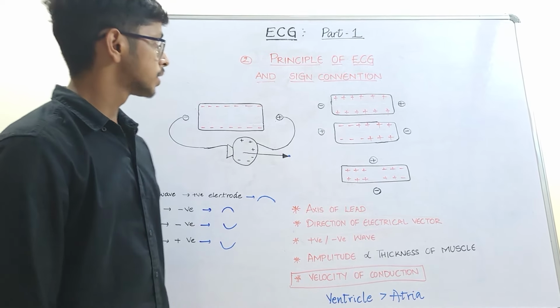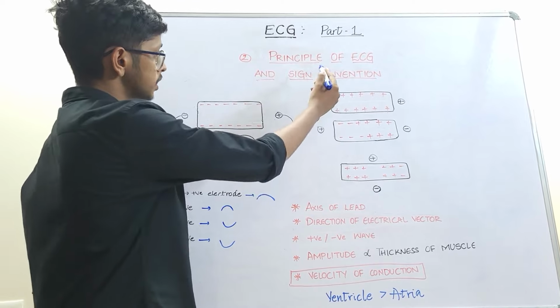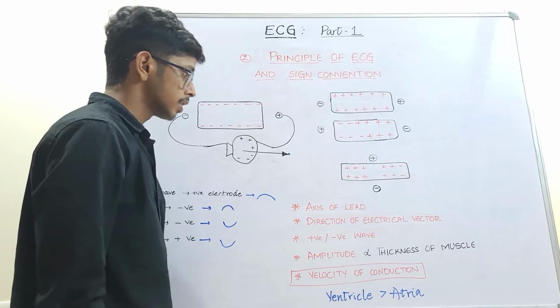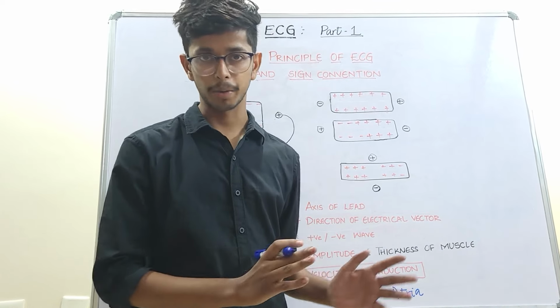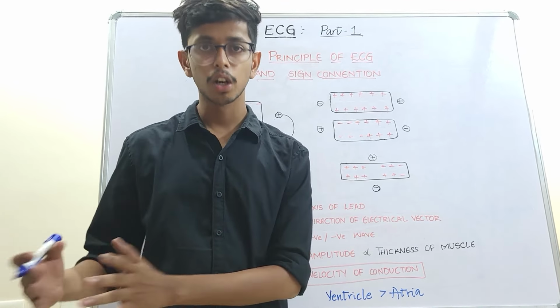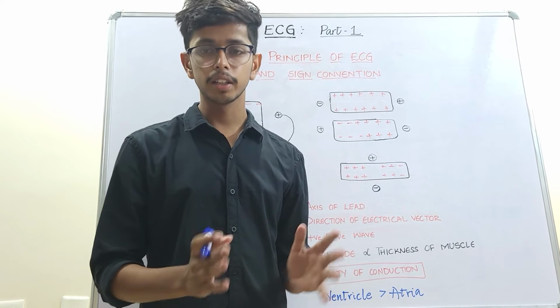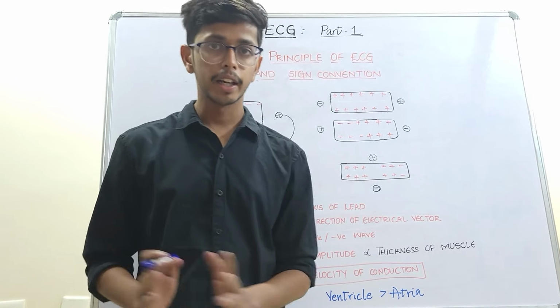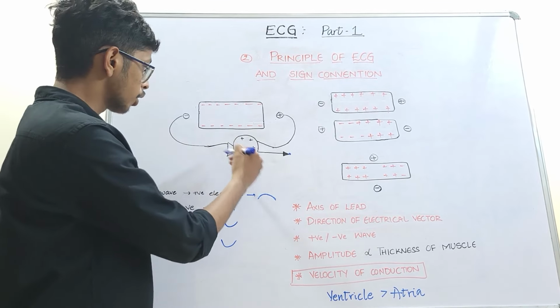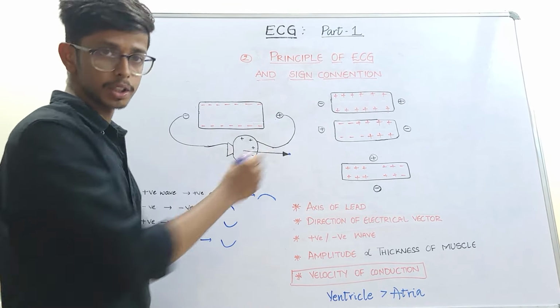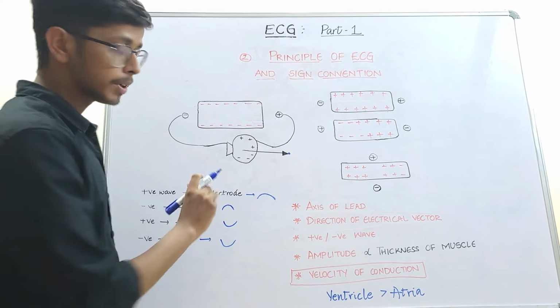Okay guys, now we'll start with the second topic, that is the principle of ECG and sign conventions. Let me be very simple, guys. ECG works like a galvanometer. Whenever there is a movement of charge or a potential difference, there will be deflection in the galvanometer. In the same way, when there is movement of charge inside the heart cells, this galvanometer will show deflections and produce the waves.